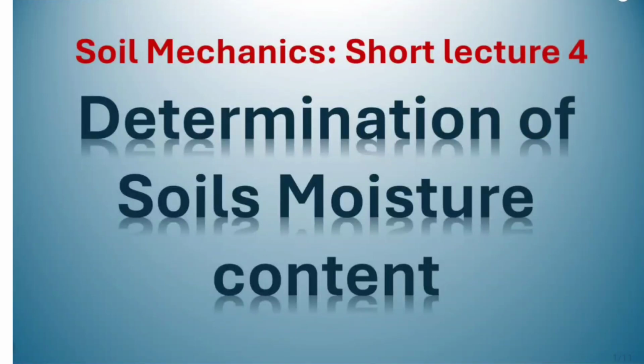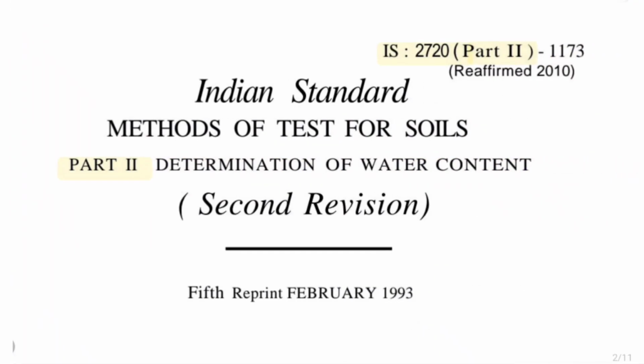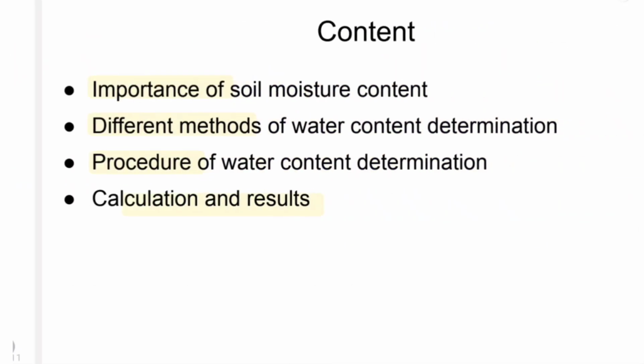This is a simple experiment of soil mechanics, which is determination of moisture content of soil. Okay, it is a very simple experiment. The details of this experiment are given in the IS code, which is IS 2720 Part 2, determination of water content of soil sample.